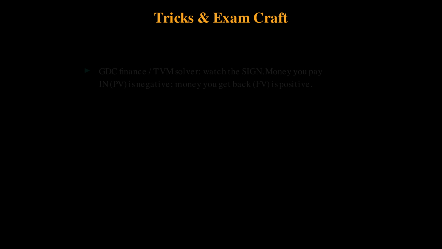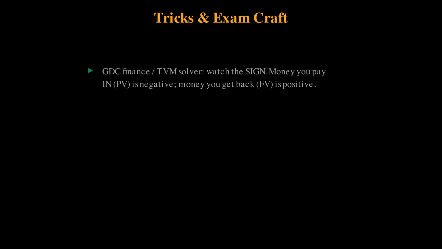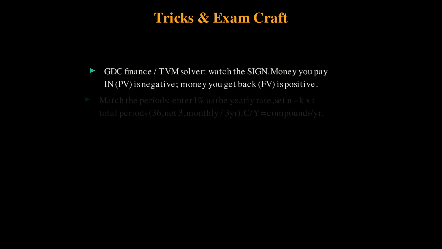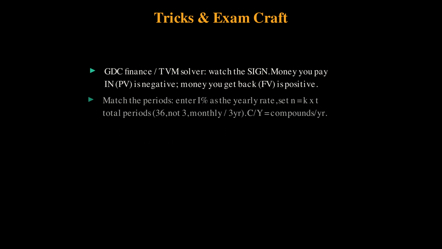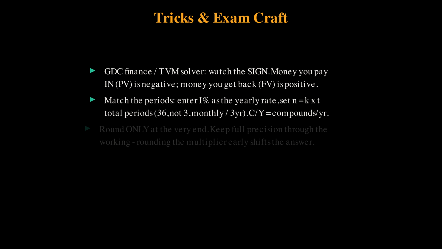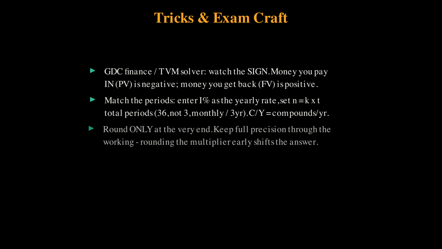Now the exam craft. First, your calculator has a finance solver, the TVM solver, and it's brilliant. But there's one trap that catches everyone: the sign convention. Money you put in, the present value, is entered as negative. Money you get back, the future value, comes out positive. If both have the same sign, you'll get an error or nonsense. Second, match the periods. Enter the interest as the yearly rate, but set the number of periods to k times t. 36, not 3, for monthly over 3 years, and set compounds per year correctly.